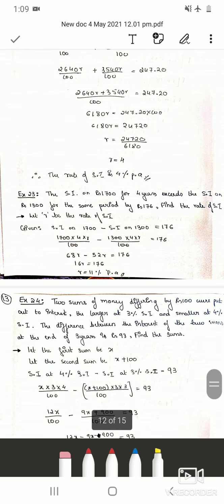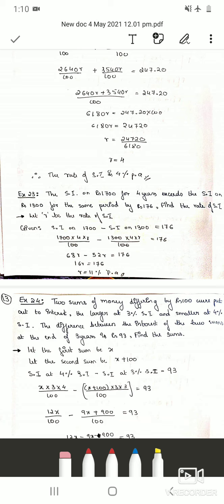The question is, the simple interest on rupees 1700 for 4 years exceeds the simple interest on rupees 1300 for the same period by rupees 176. Find the rate of simple interest. So here you can see the word exceeds. We had solved problems related to this in ratios and proportions. We have to take a minus sign whenever the word exceeds comes.